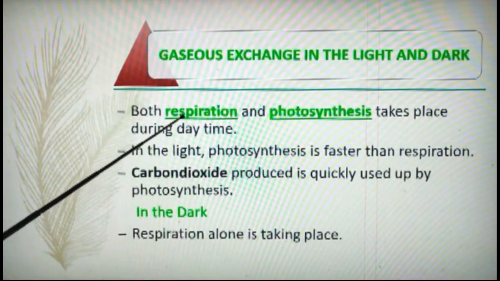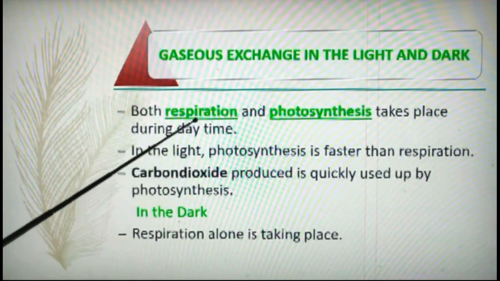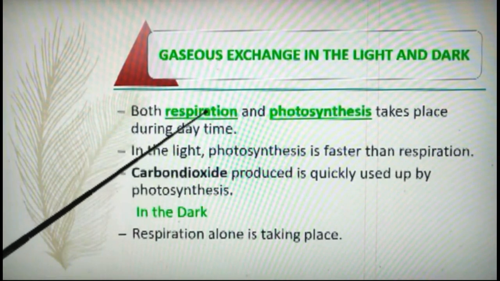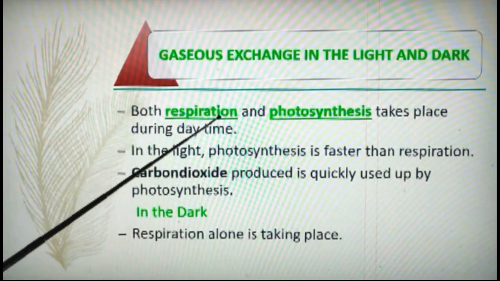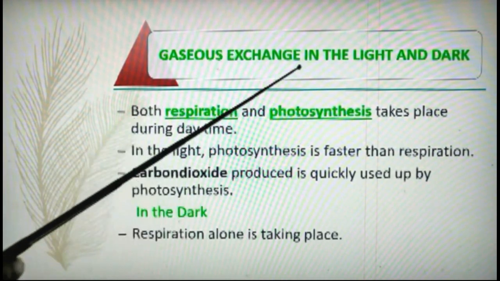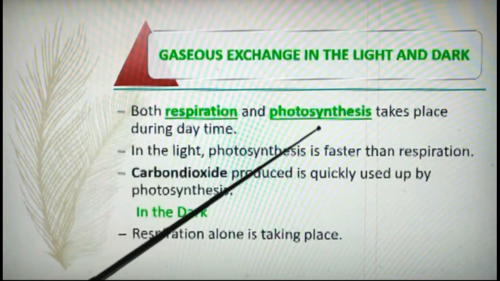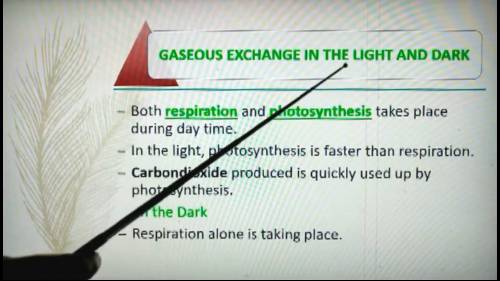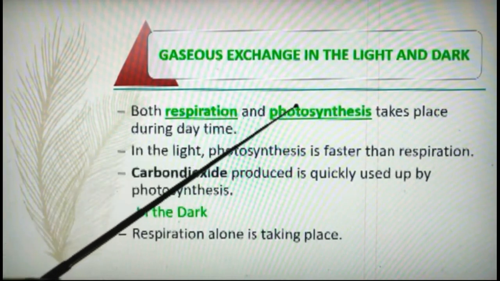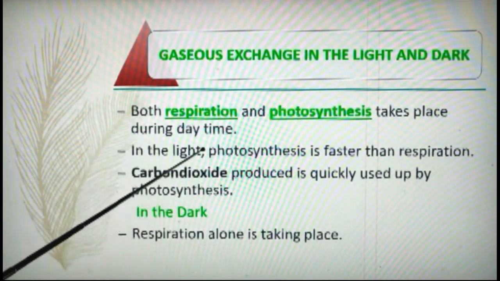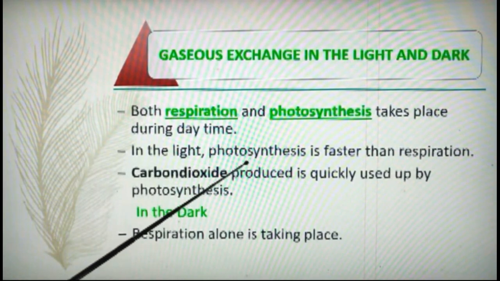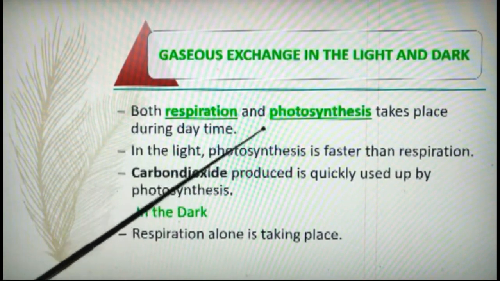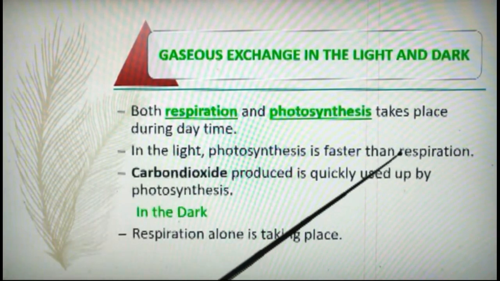So now we can observe how the respiration takes place and at what time. In the case of plants, like other organisms, during respiration they release what? Carbon dioxide. But in the case of plants, this carbon dioxide is used up by the plants for preparing food by the process of photosynthesis. But photosynthesis takes place only during daytime, in the presence of light. But the rate of photosynthesis is faster in the light than respiration.